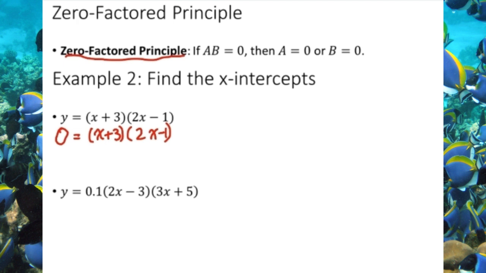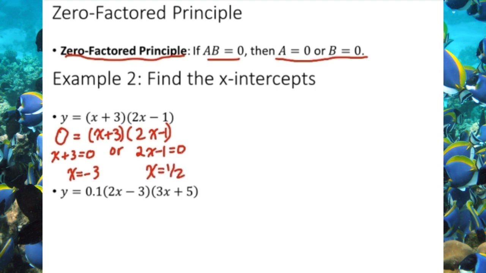The zero factor principle states, if a times b equals 0, then a equals 0 or b equals 0. So if I take two numbers, multiply them together, and that product is 0, one of those two numbers has to be 0. So applying the zero factor principle to our equation here, that means the factor x plus 3 must equal 0, or the factor 2x minus 1 equals 0. So thanks to the zero factor principle, I was able to rewrite this quadratic equation into two smaller linear equations. Each one we can solve quickly. If we solve the one on the left, we get x equals -3. If we solve the one on the right, we get x equals 1/2. So here we have two x-intercepts, -3 and 1/2.